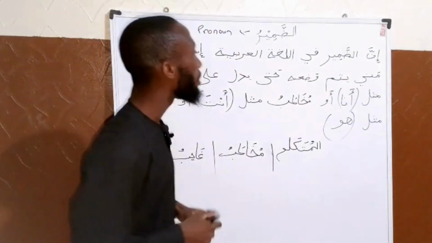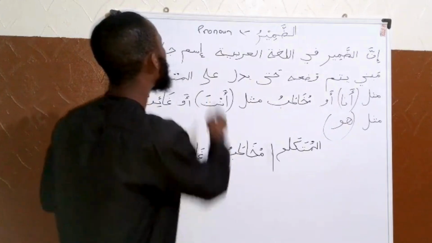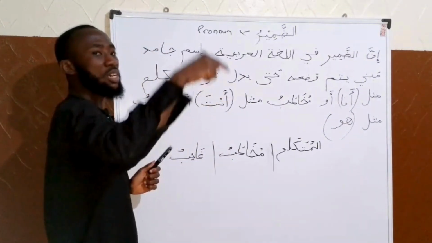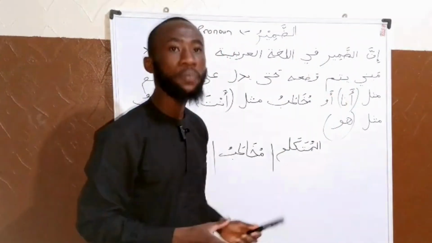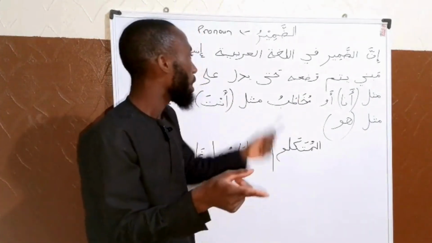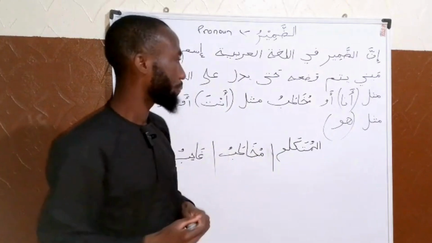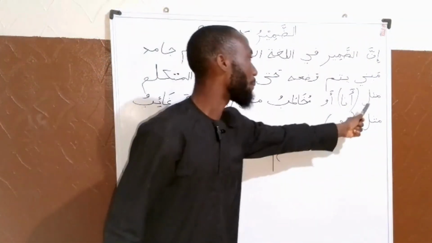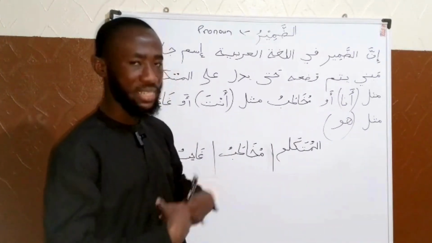You see domir. في اللغة العربية, in Arabic language, اسم جامد, a solid noun. مبني, constructed noun. وضع, it is placed, حتى يدل على متكلم, to indicate a speaker. For example, Anna. I'm referring to myself. That's a personal pronoun.